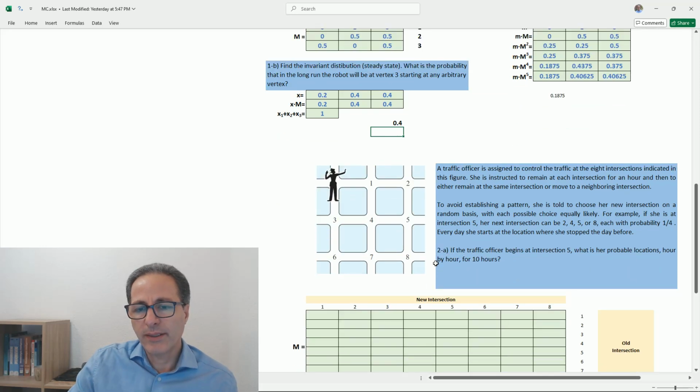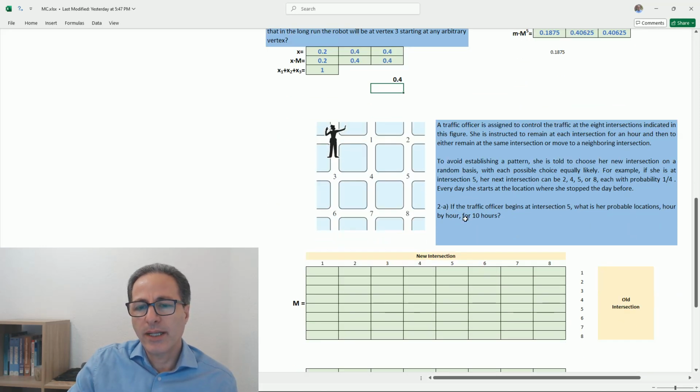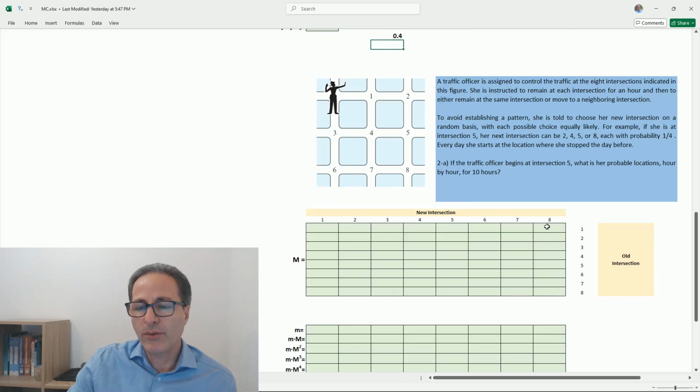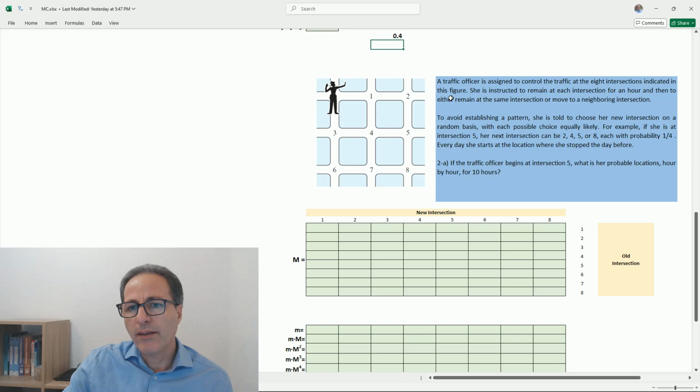Now we look at another exercise. This time we have 8 by 8, or we have 8 states. We have a traffic officer. She is assigned to control the traffic at 8 intersections: intersection 1, 2, 3, 4, 5, 6, 7, 8.